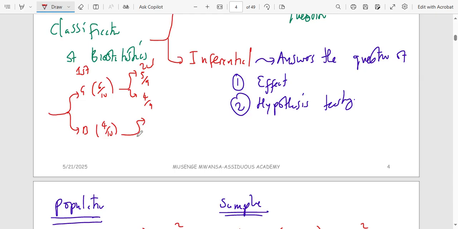But if in the first pick we had picked something that was blue, it means that now the blue ones have reduced from being 4, they are now 3. The total is now 9. But remember, for the second part here, we are saying that we had picked a blue one, so the green ones are still 6 out of 9.